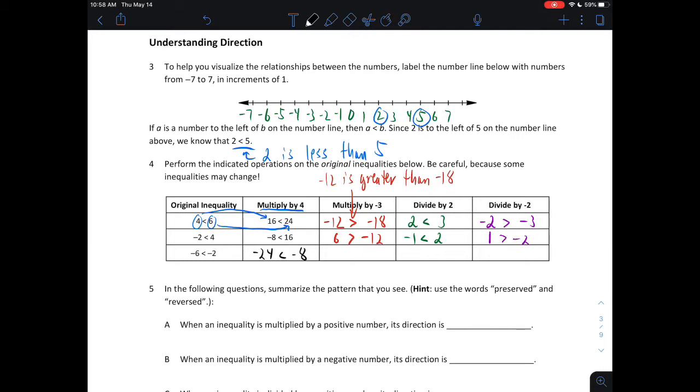Now let's take our original inequality and multiply it by negative 3. Negative 6 times negative 3 is positive 18. A negative times a negative is a positive. Negative 2 times negative 3 is positive 6. 18 is greater than 6.